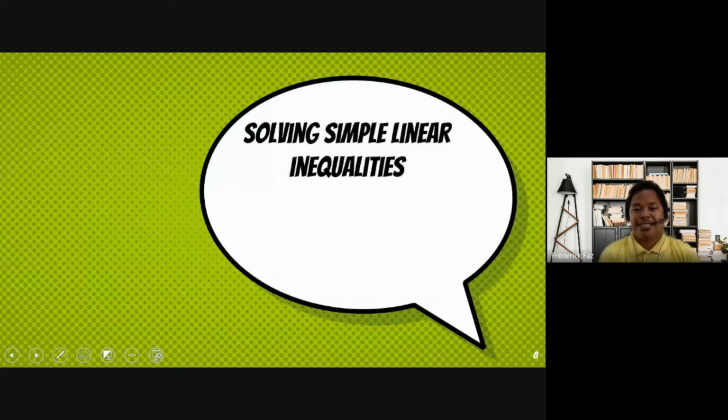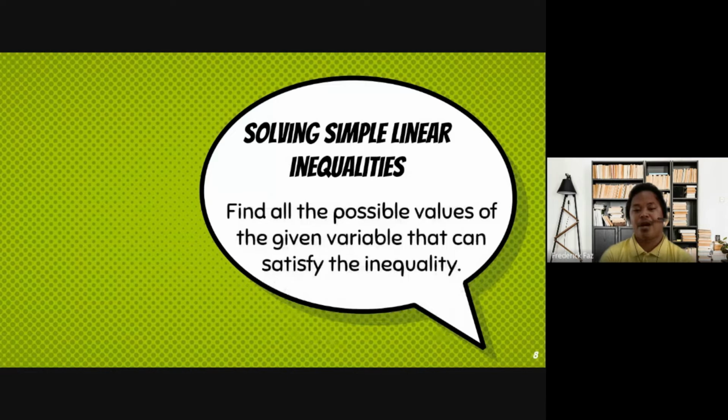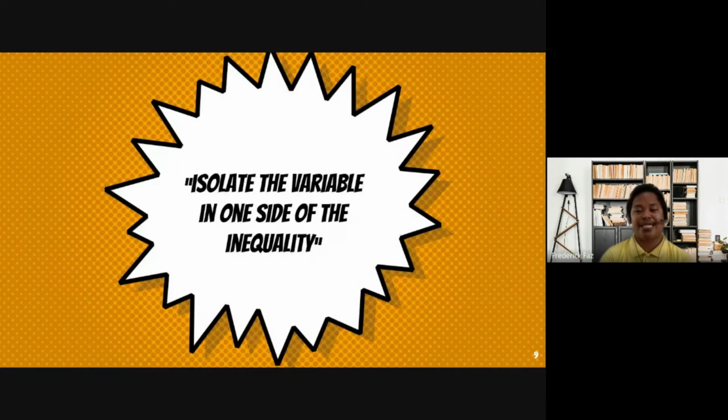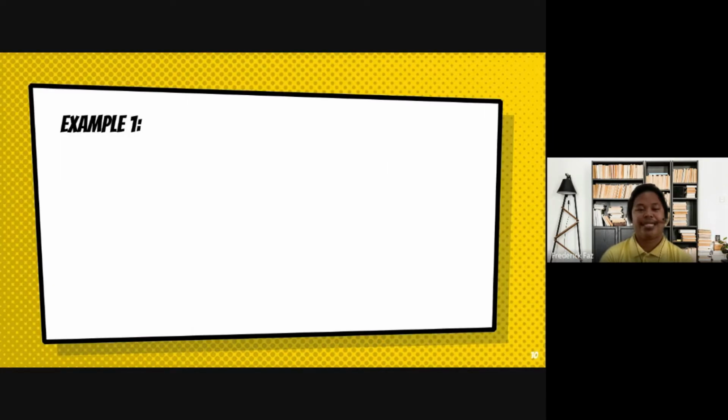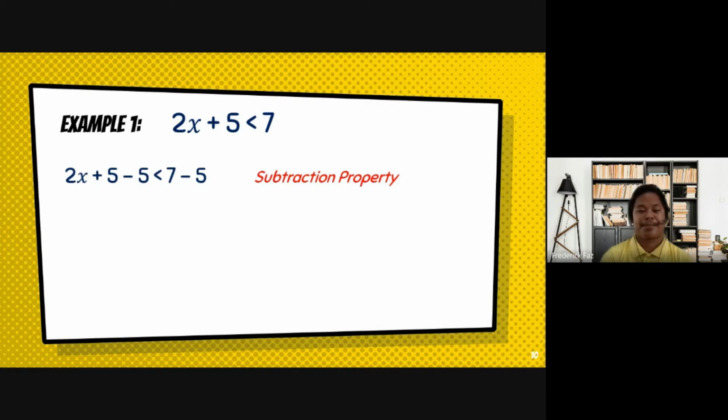Let's have this solving simple linear inequalities. We're going to find all the possible values of the given variable that can satisfy the inequality. We are to isolate the variable in one side of the inequality to find the solution set. Let's have example 1. We have 2x plus 5 less than 7. First step, we subtract 5 both sides. We use the subtraction property. Then simplifying, we have 2x less than 2.